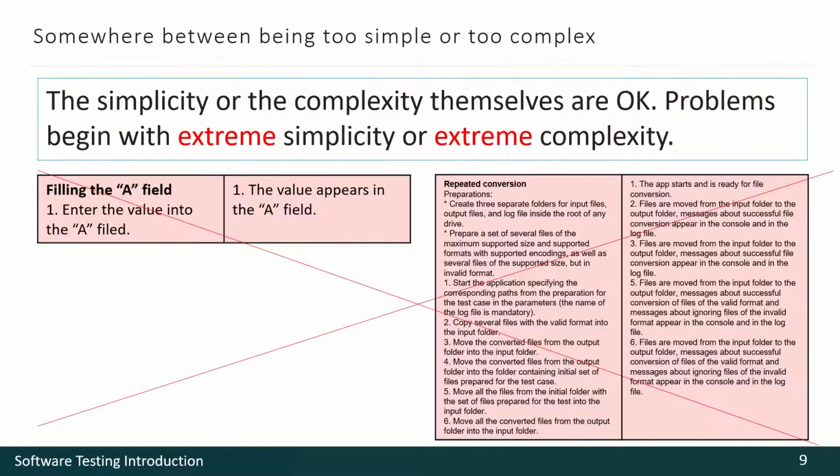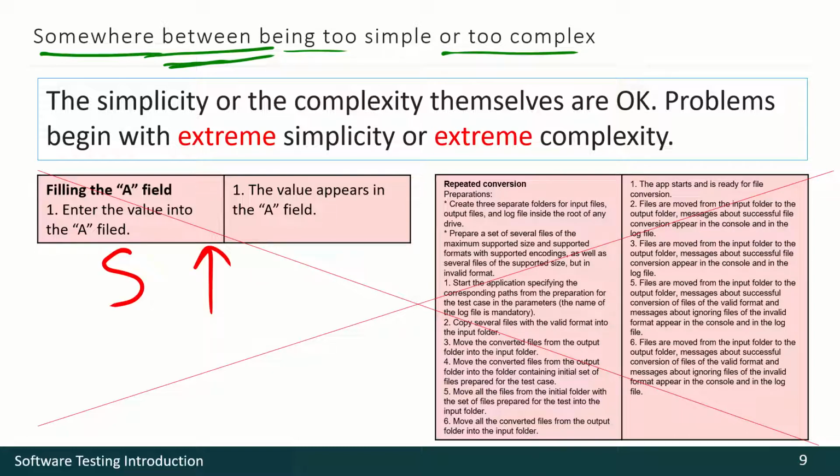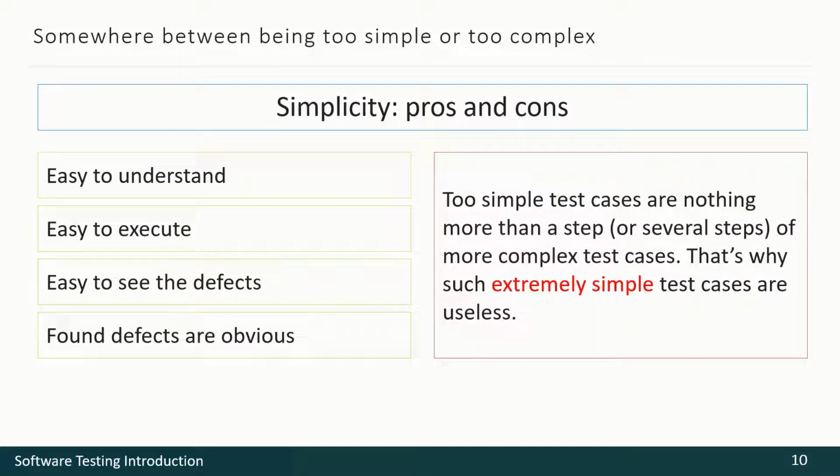The idea here is similar to the previous one. A good test case should be somewhere between being too complex or too simple. Because if it is too simple, this test case here, there are some disadvantages. And if it is too complex, it also has some disadvantages. So a test case should not be either extremely simple or extremely complex.